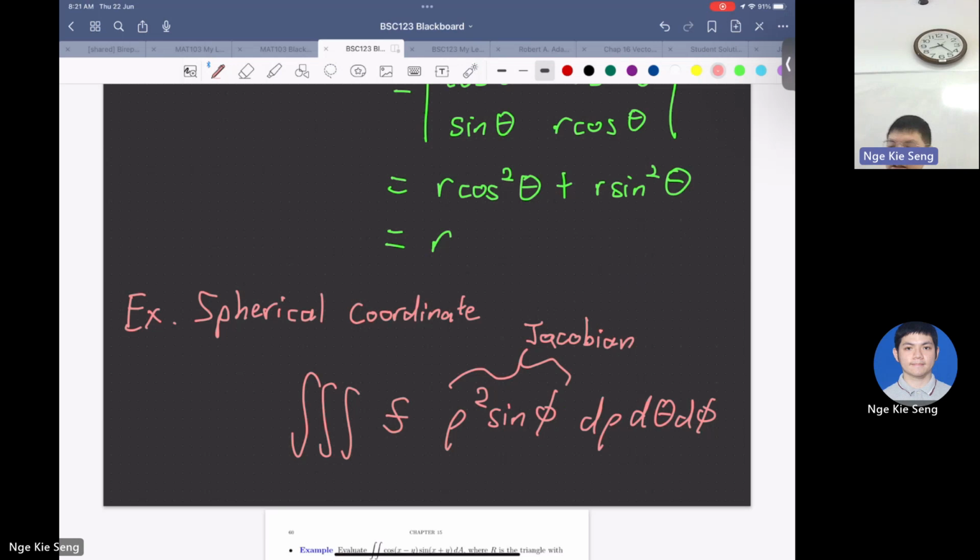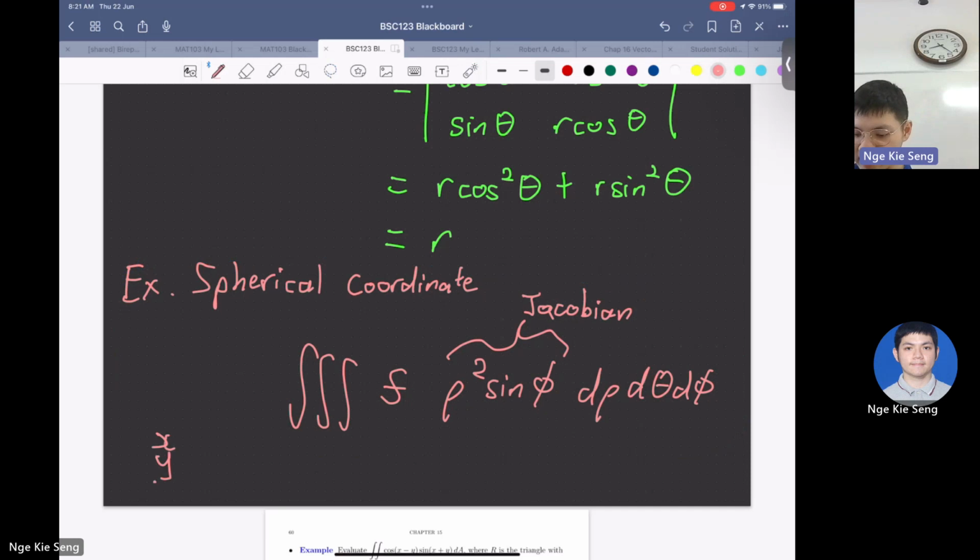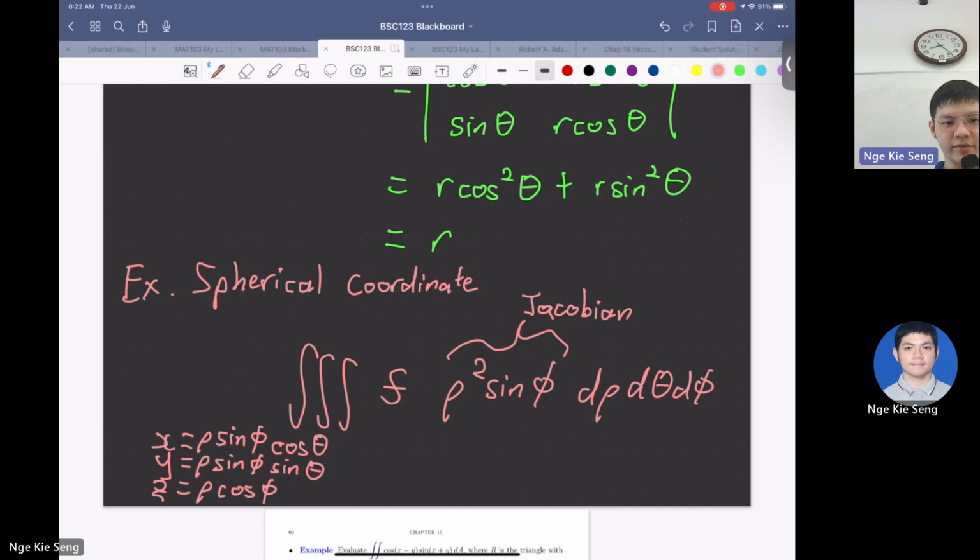So in this case here, do you know what's the size of this Jacobian? What's the size? 3 times 3. Okay, so this is a 3 times 3 Jacobian. Why 3 times 3? Because you got x, y, z in terms of rho, phi and theta. So you got a 3 times 3 matrix, and then you need to solve the determinant. You can try this. I'll post up the solution.